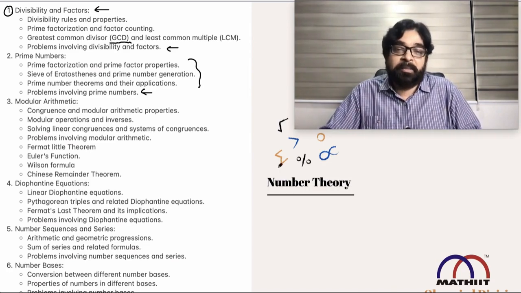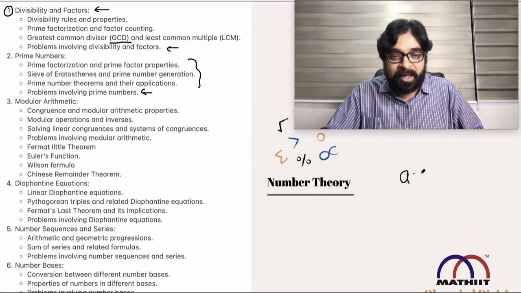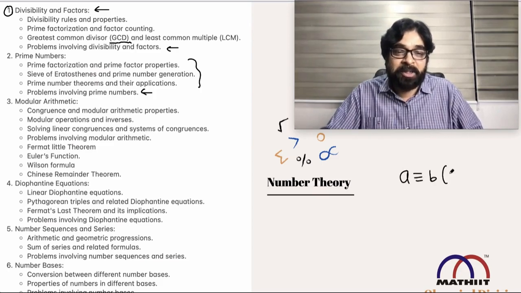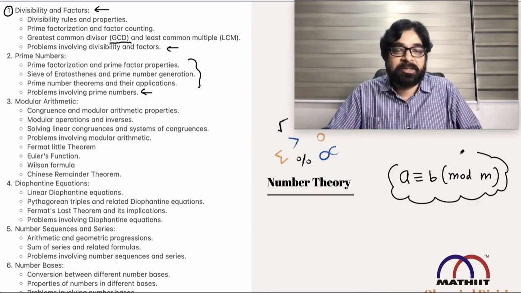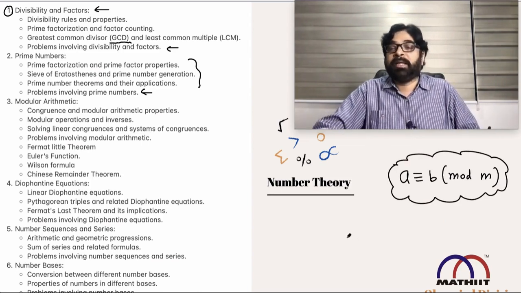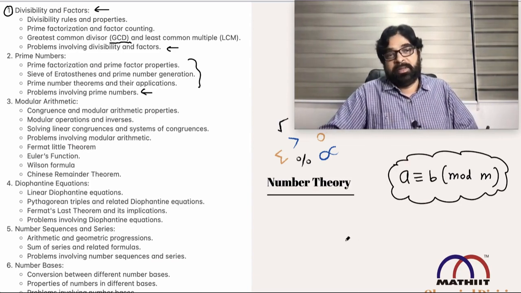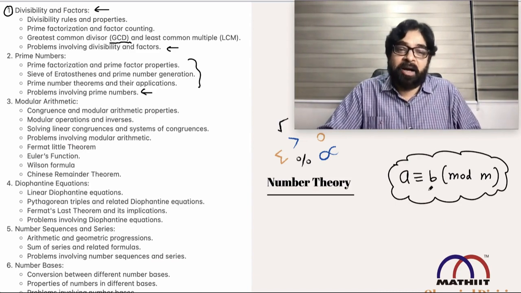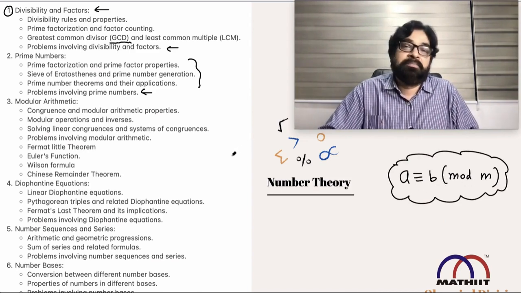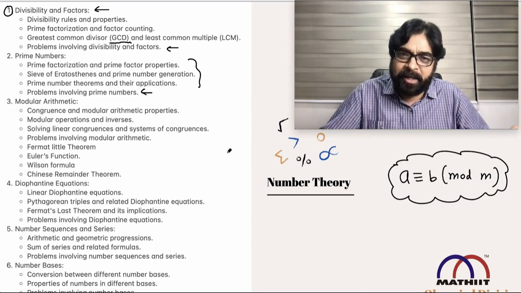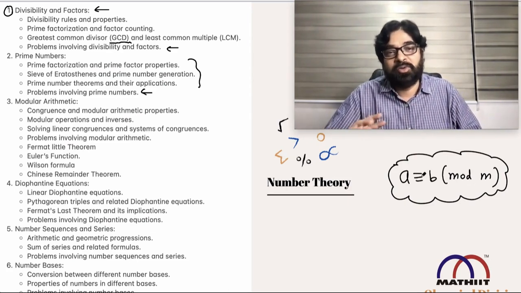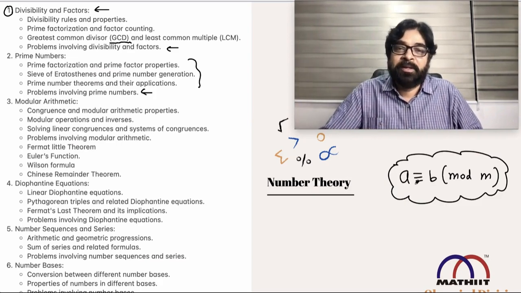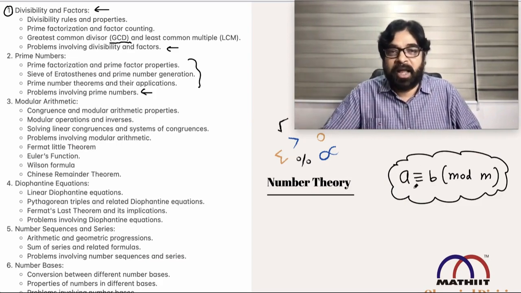Then modular arithmetic. Have you ever seen this symbol? A congruent to B mod M. One of the very beautiful things of mathematics. It's called modular arithmetic. It's pronounced as A congruent to B mod M. If you open any Olympiad book on number theory, you will see these three lines in so many places.